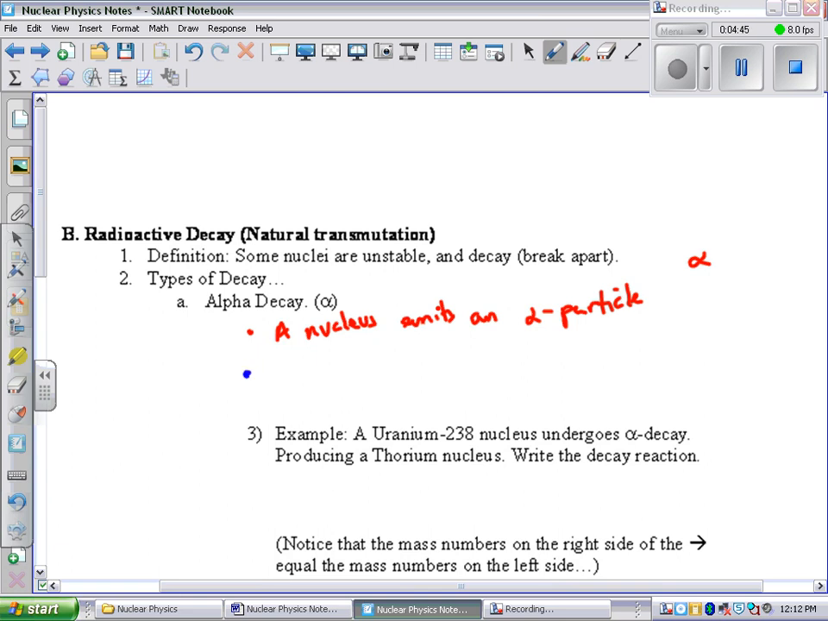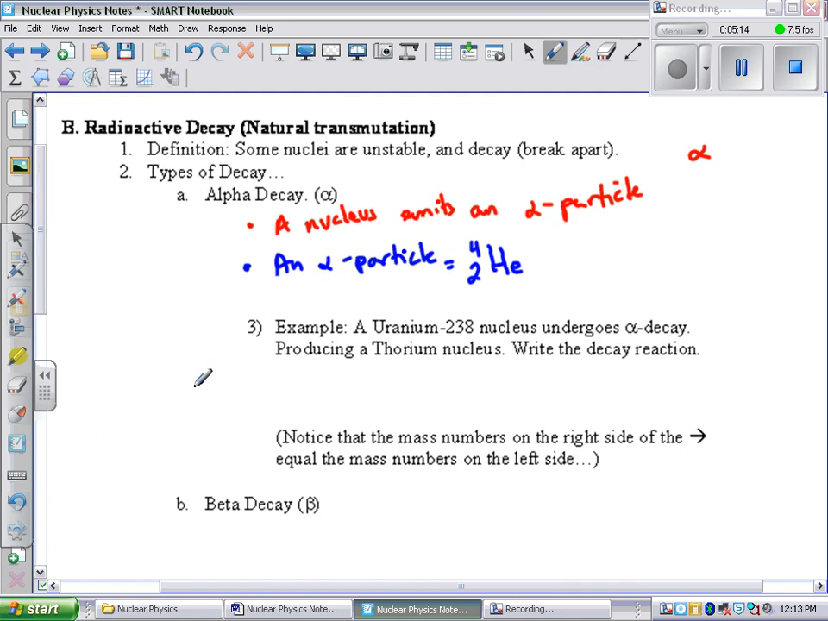They later determined that an alpha particle has an atomic number of 2. It has 2 protons and a mass number of 4. And if you look up the element that has an atomic number of 2, that's helium. So the symbol for an alpha particle is helium-4, with 4 on top and 2 on the bottom. That's something we're going to have to memorize. You need to know that to be able to answer alpha particle decay questions.